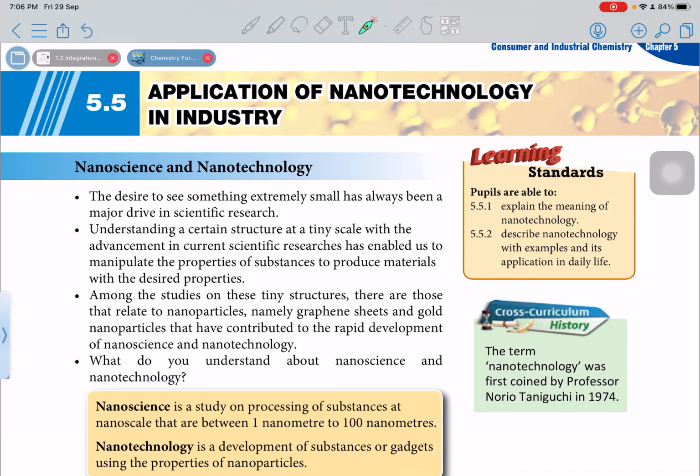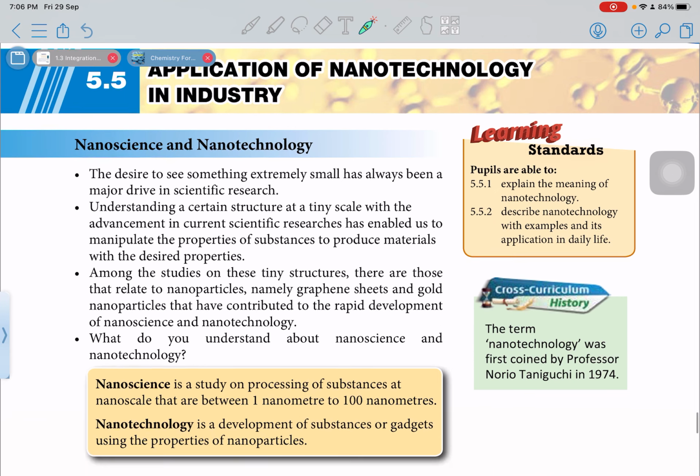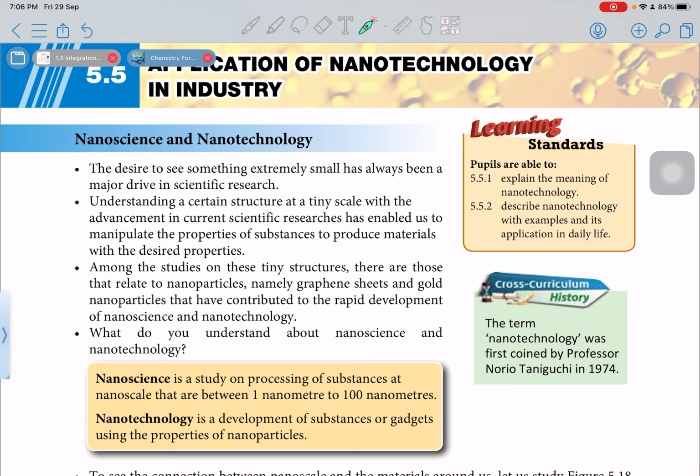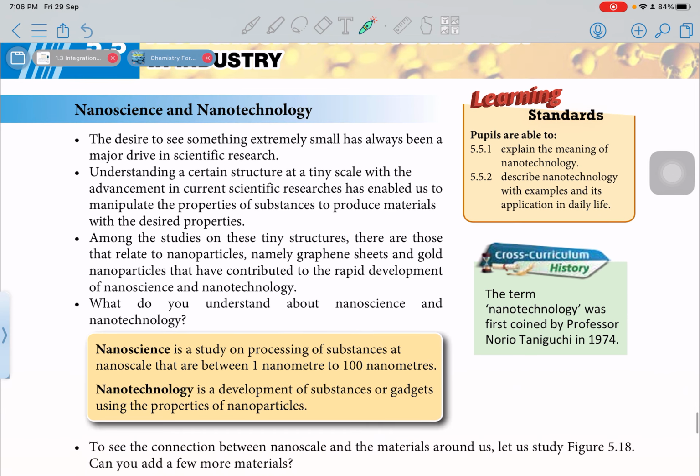Okay, next, application of nanotechnology in industry. So basically, dalam subtopik ni kita akan belajar more about nanoscience and nanotechnology, the new technology that has been developed, which is very, very small. So let's dive in.